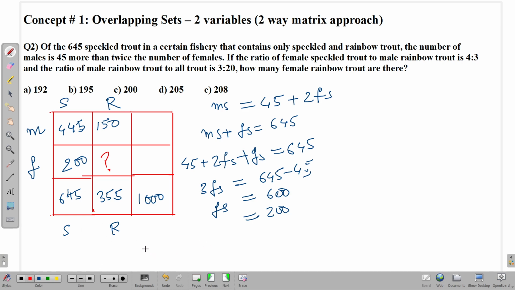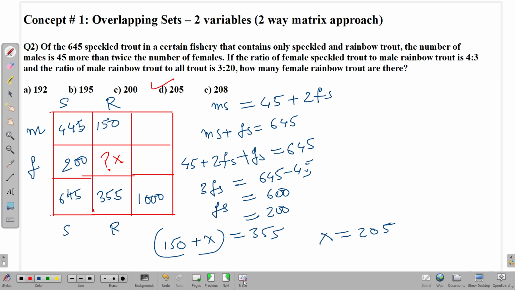So what do I do? I know. Let me call this x. This is a variable. Let me go back to the blue color where I was writing this. So 150 plus x is equal to 355, right? So subtract that. So x gives you 205, and this is my option D. Understood?